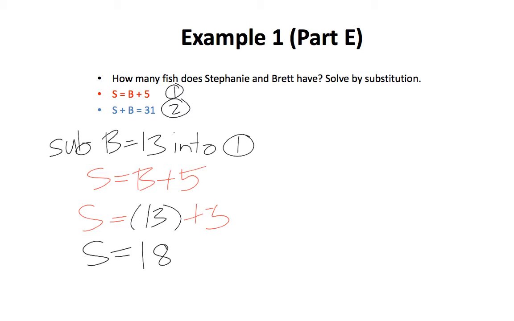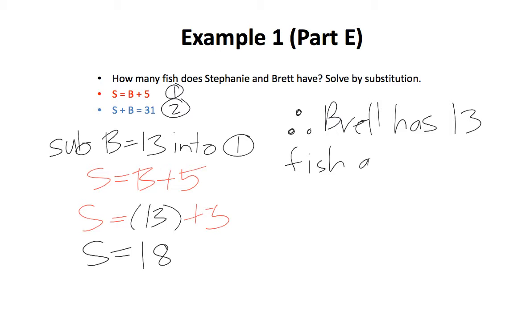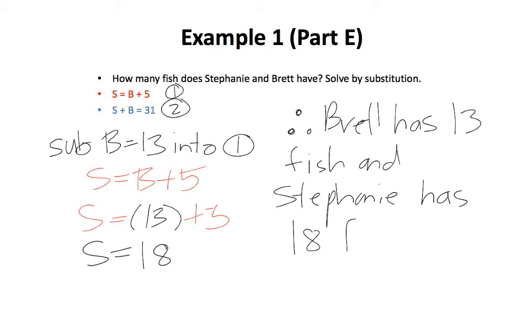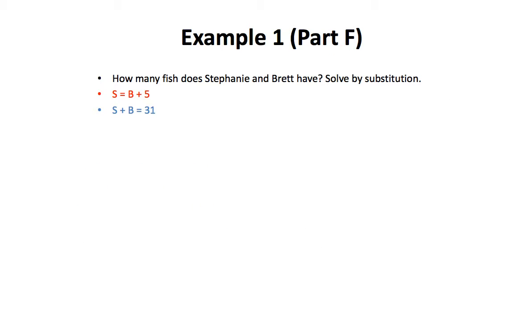Let's write a concluding statement. Therefore, Brett has 13 fish and Stephanie has 18 fish. How do we know if these numbers are correct?